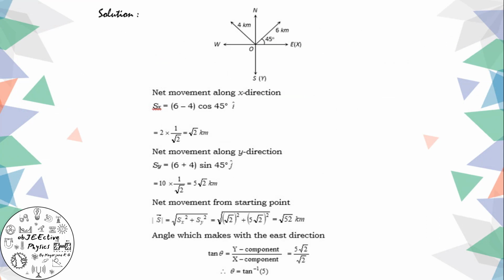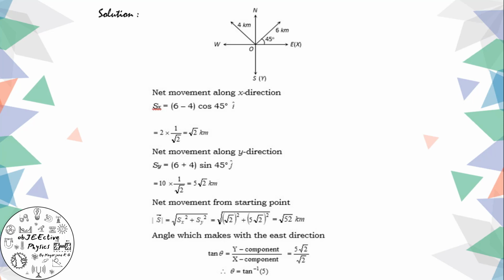Solution. Observe the diagram. First, the car is moving in a particular direction making an angle 45 degrees with the east, 6 kilometers. After that, making an angle 135 degrees with the east, it moves 4 kilometers. The net movement along the x direction, Sx, is equal to (6 minus 4) cos 45 into i cap, that is root 2 kilometers. Net movement along the y direction, Sy, is equal to (6 plus 4) sin 45 degrees into j cap, that is 5 root 2 kilometers.